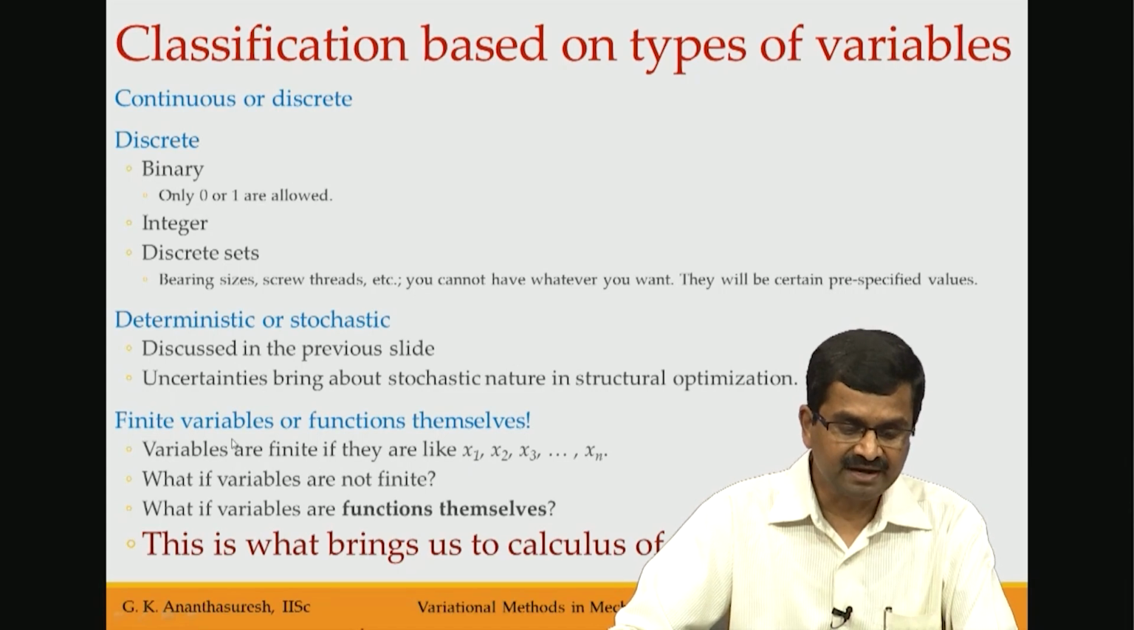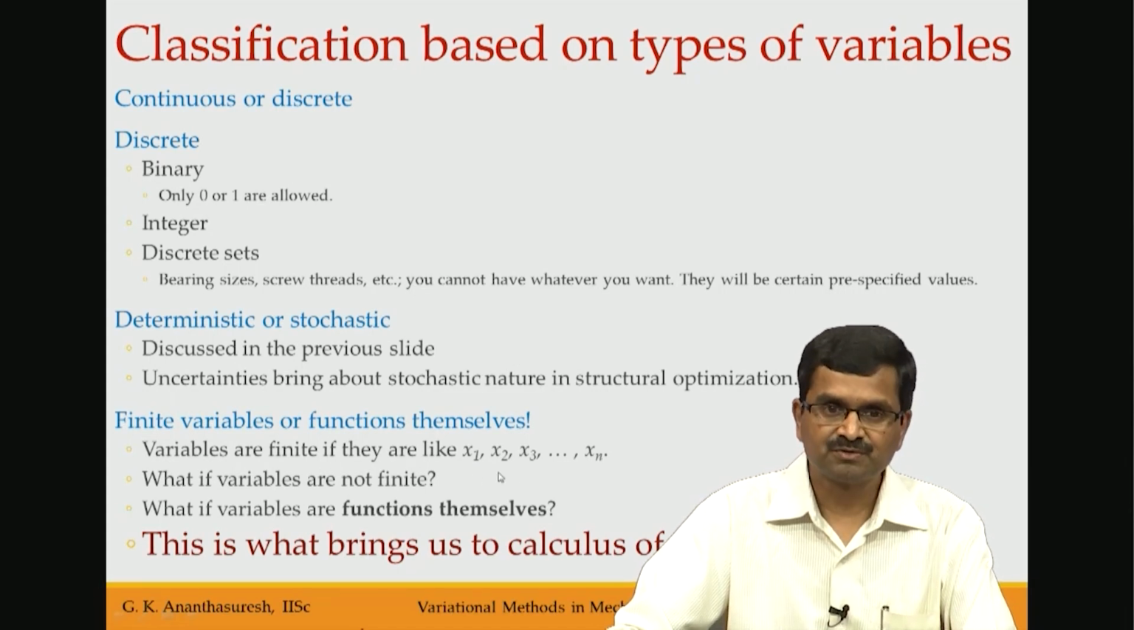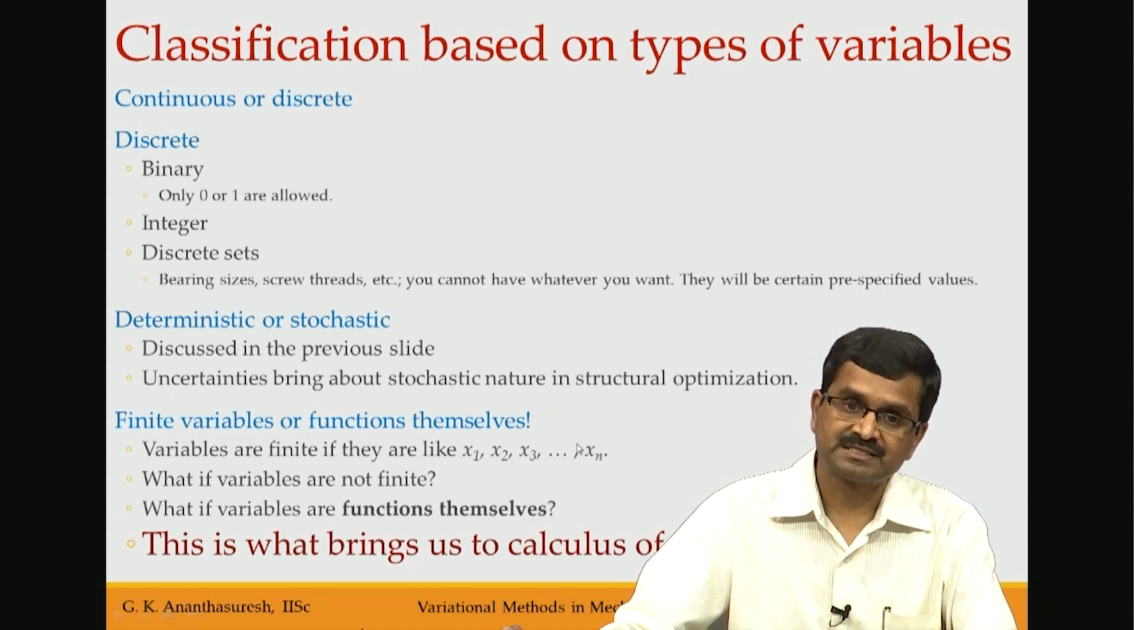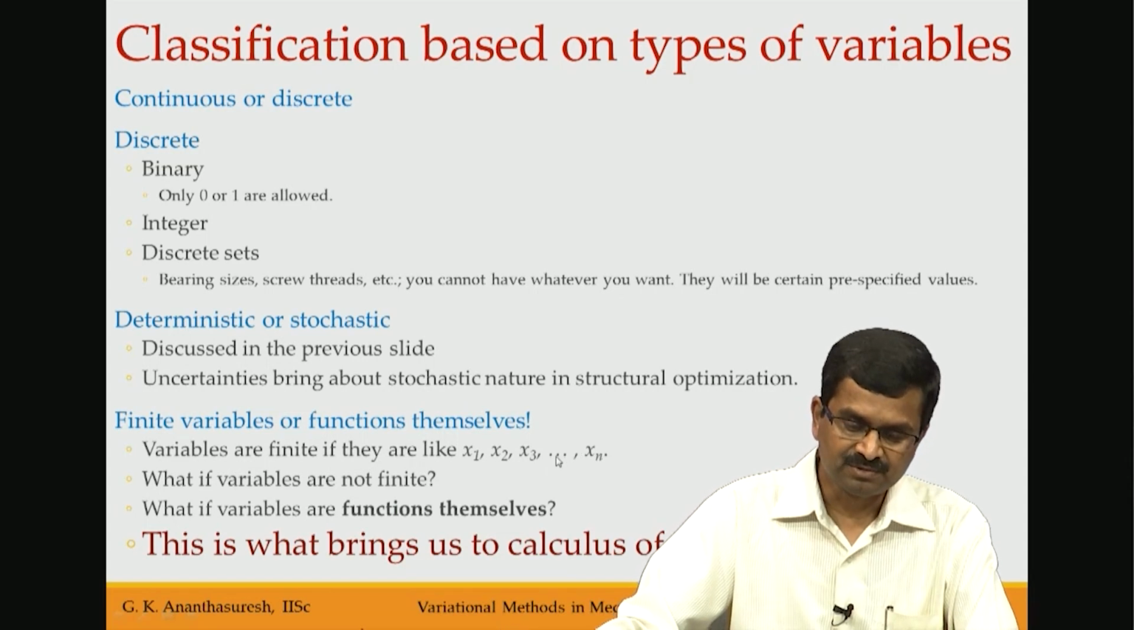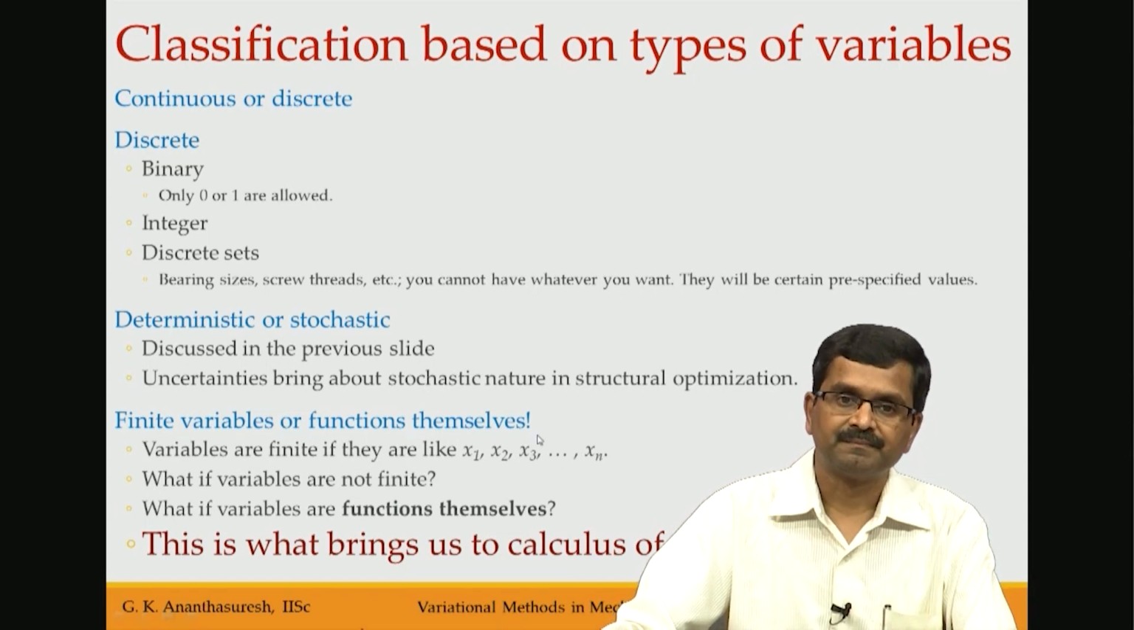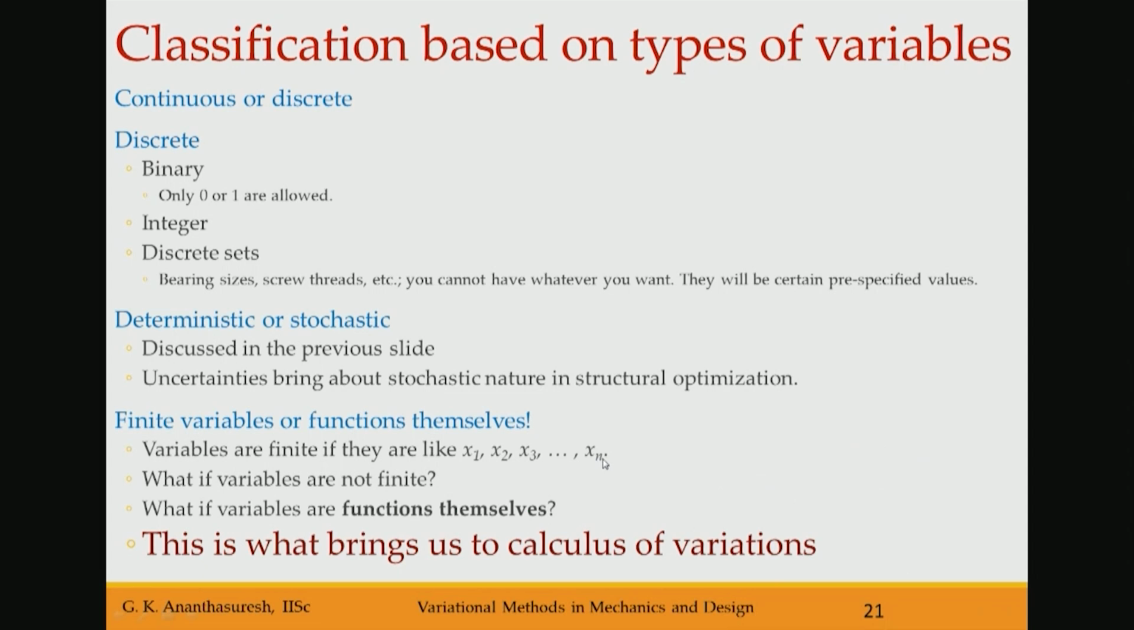All these are finite variables, meaning you have x1, x2, x3 up to xn. These variables are finite in number, and there is in this case n that we have shown. This is called finite variable optimization, and all these other classifications, local, global, constrained, unconstrained, discrete, binary, integer, quadratic programming, linear programming, stochastic, deterministic, all those are various types of optimization problems.